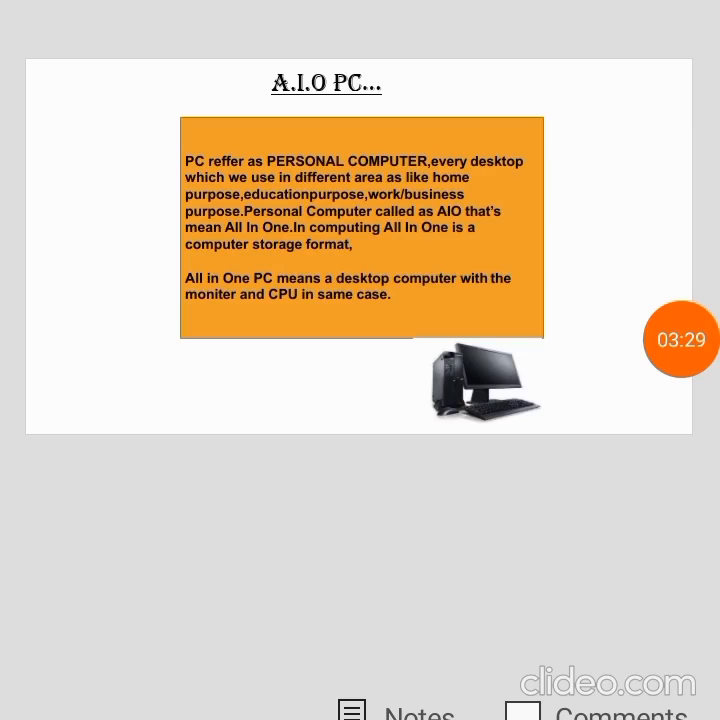So let's have a look at the AIO, which is also called the all-in-one PC. PC refers to a personal computer, every desktop which we use in different areas such as home purposes, education purposes, work and business purposes, etc. Personal computers are also called AIO, that means all-in-one, as I stated at first. In computing, all-in-one is a computer form factor. An all-in-one PC means a desktop computer with a monitor and a CPU in the same case.